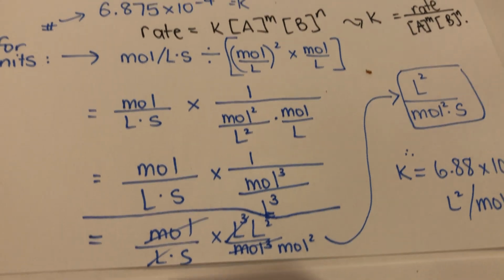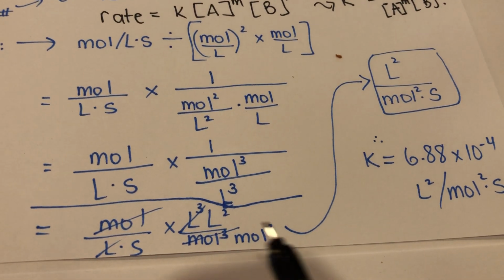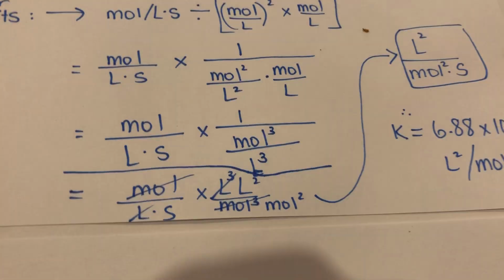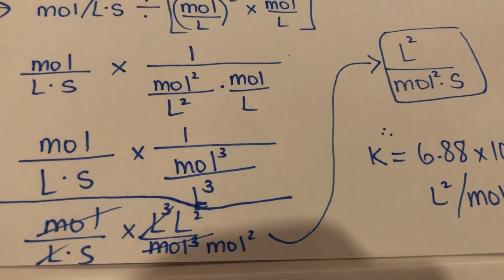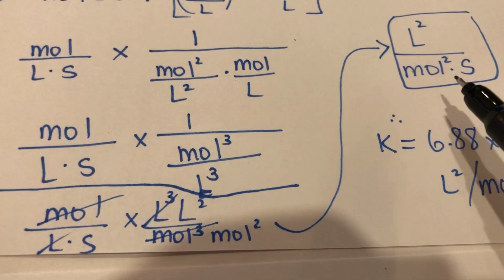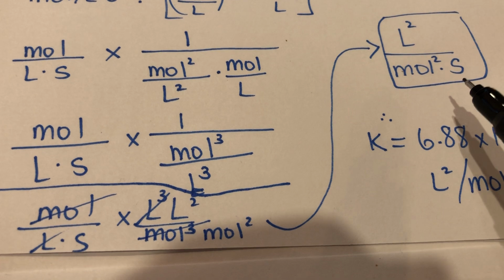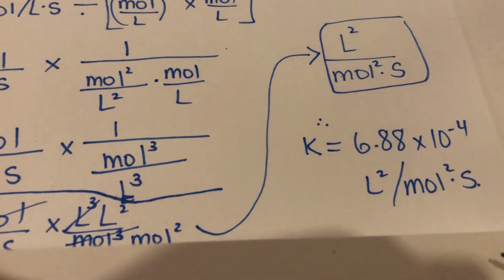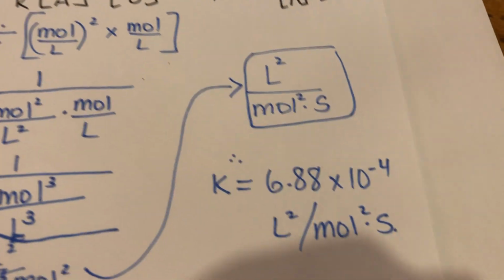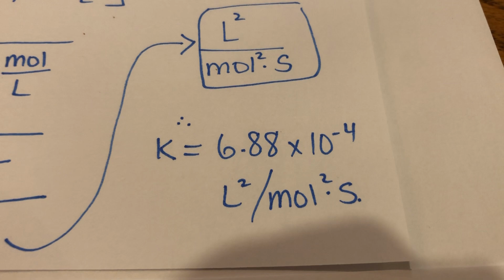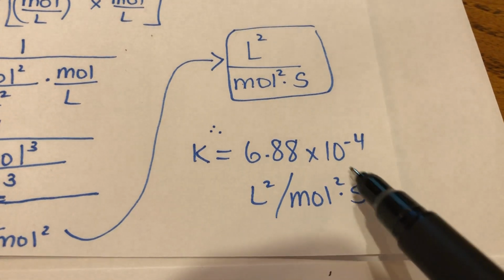Okay, so what you're left with, I rewrote it over here. What you're left with is liter squared divided by moles squared times second. Okay, so therefore your whole K value is 6.88 times 10 to the power of negative 4, and then these are our units.